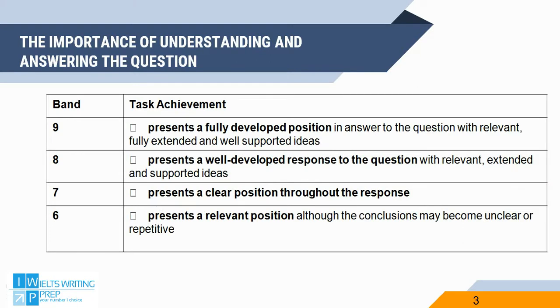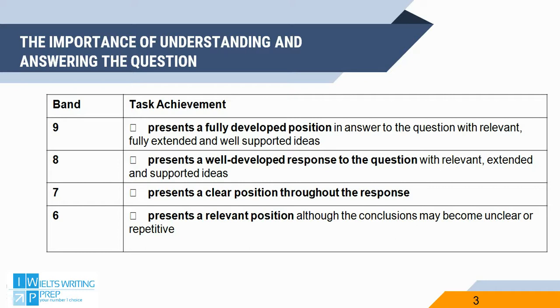6, presents a relevant position. So here the answer is really related to the question. Conclusions may become unclear. So here we're still having some problems with the conclusion at band 6. Or 7, presents a clear position throughout the response. So here you have an answer and you don't contradict this answer anywhere within the text. So if you say something is a positive development in your answer, you don't want to be mentioning the negatives of it within the body, because this will just contradict your answer.